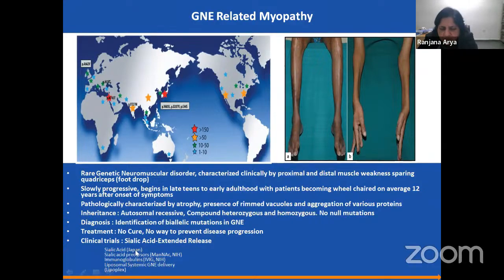Clinical trials have been done. Something like sialic acid in Japan, and the sialic acid precursor ManNAc study has been done at NIH. Immunoglobulins, which are heavily sialylated molecules, are also being tried. But again, this is not a permanent solution, and we are still looking for a good treatment for these diseases.